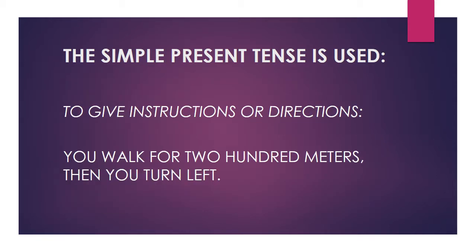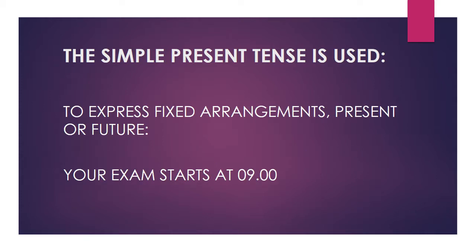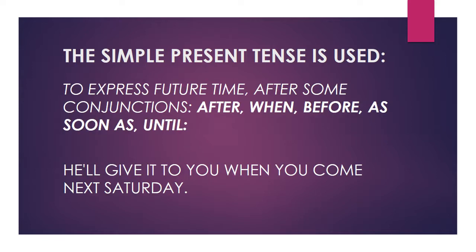The simple present tense is used to give instructions or directions. You walk for 200 meters and then you turn left. And the simple present tense is used to express fixed arrangements, present or future. Your exam starts at 9 o'clock. The simple present tense is also used to express future time after some conjunctions like after, when, before, as soon as, and until. He will give it to you when you come next Saturday.